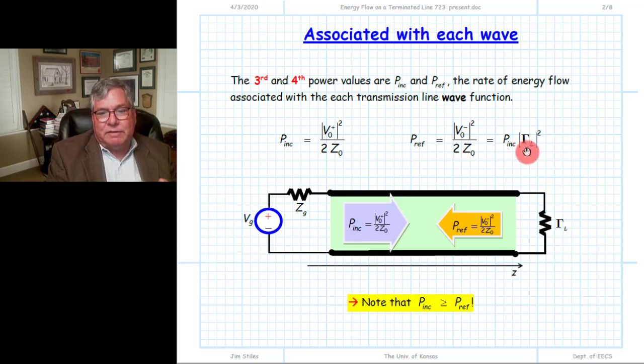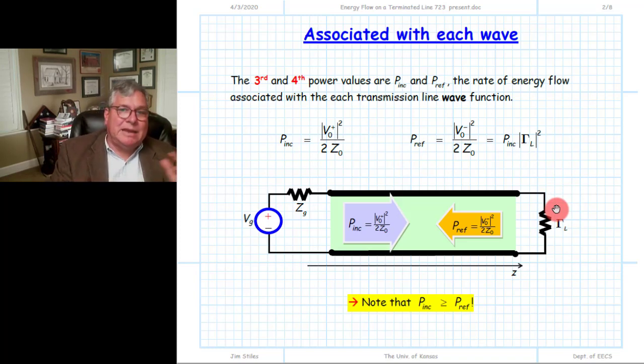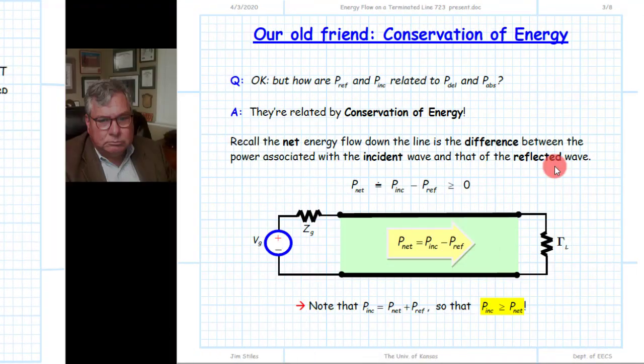If the magnitude squared of gamma L is equal to 0.36, that means 36% of the incident power will be reflected. If it's 0.73, then 73% of the incident power will be reflected. So the magnitude squared of gamma L will tell us directly the percentage or proportion of the incident wave that will be turned around and reflected.